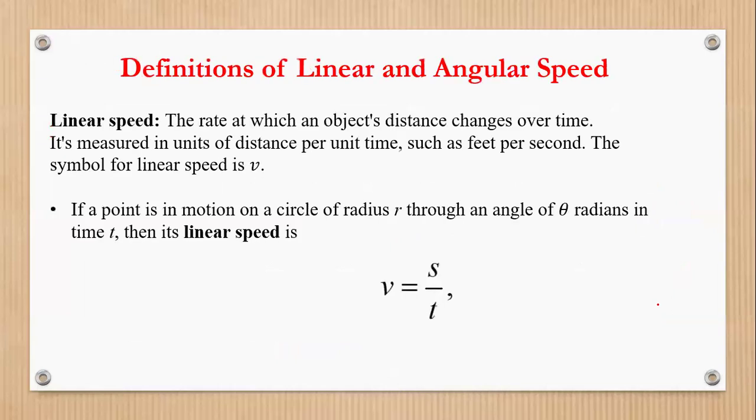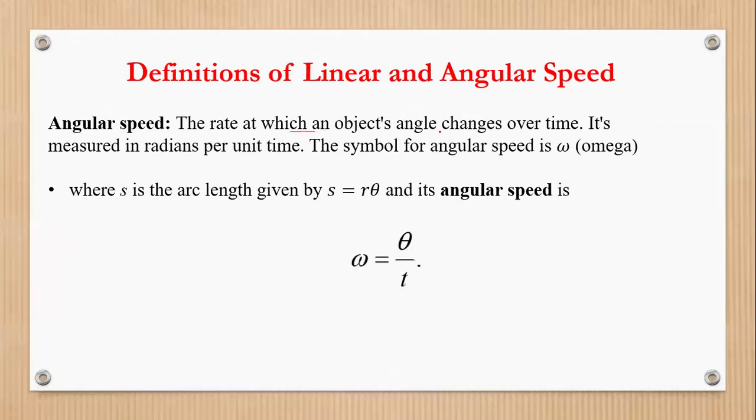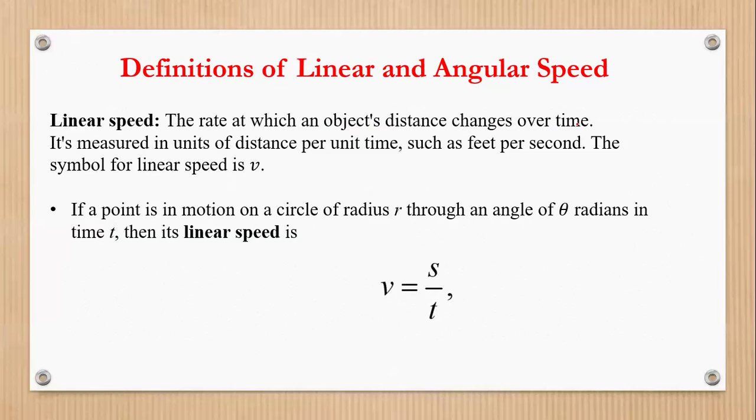Okay, now let's get familiar with the definition of two different speeds, which are called the linear speed and the angular speed. The linear speed is the rate at which an object's distance changes over time. But the angular speed is the rate at which an object's angle changes over time. So that's the difference. Both of them are rates.